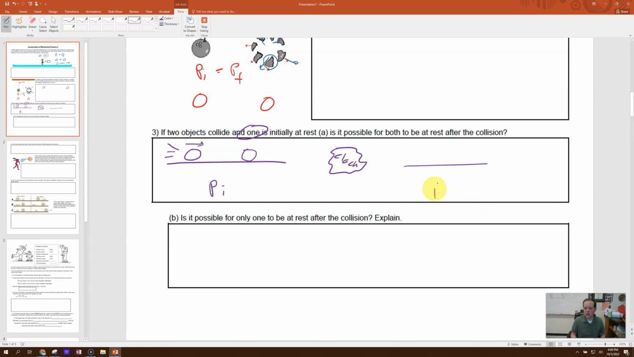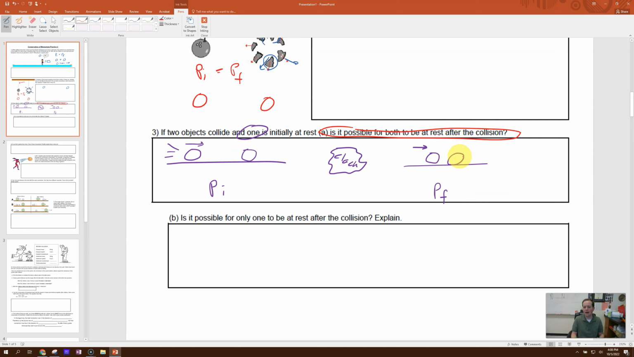So what direction should the final momentum be? To the right. So if I need to have a momentum to the right, can I have both objects at rest, not moving? Because that's the scenario letter A is posing. Is this possible? No, that's not possible.